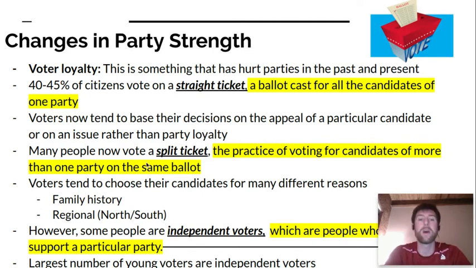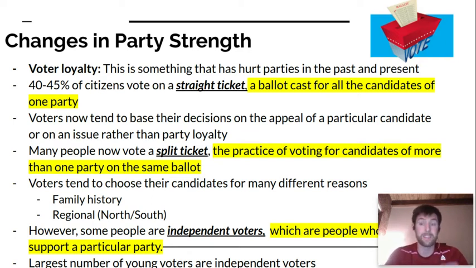Many people now do what they call a split ticket, which is the practice of voting for candidates of more than one party on the same ballot. So you may cast a vote for a Republican for the presidency, but then you might cast your vote for a Democratic senator or a Democratic governor, or a Democratic congressman or woman. So people tend to be more diverse with what they vote for. They're not voting just for the party, they're voting for the people.